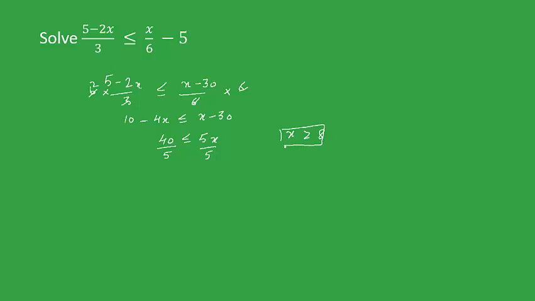You can easily verify by putting the value x equals 8 in this equation to see if it's correct. If we put 8 here, just replace this x and this x with 8. So 5 minus 2 into 8, that is minus 11, by 3. So on the LHS we get minus 11 by 3. On the RHS we have 8 by 6, that is 4 by 3, minus 5, which yields 4 minus 15 by 3, which is equal to minus 11 by 3. So the equality holds at the edge value, which is 8.